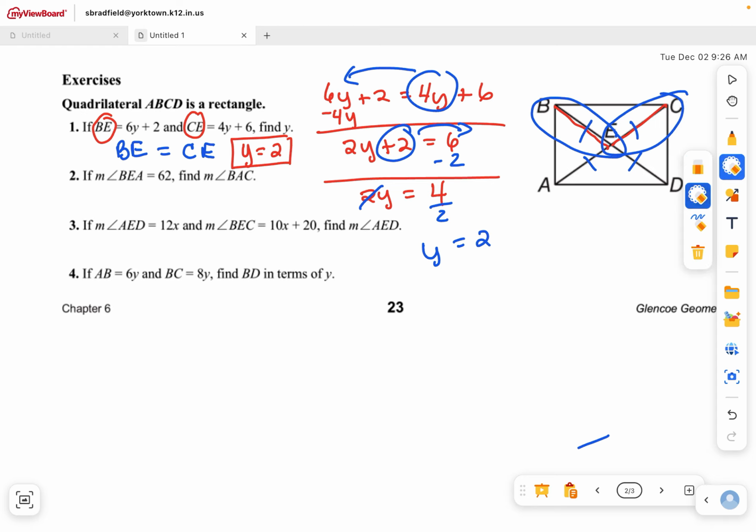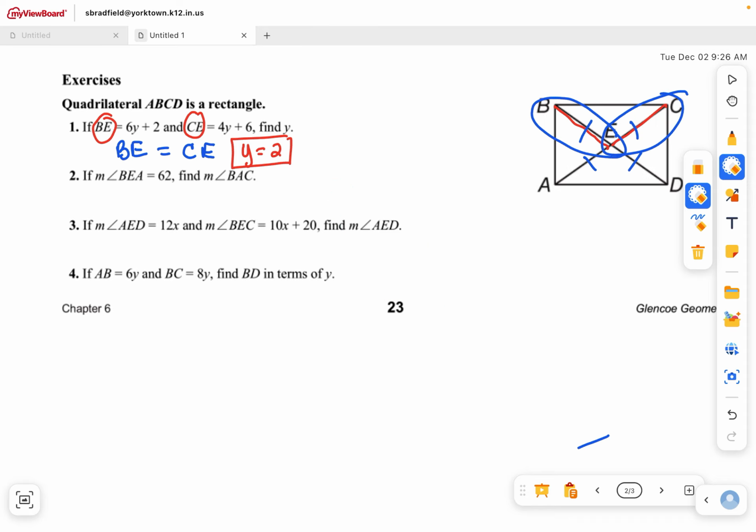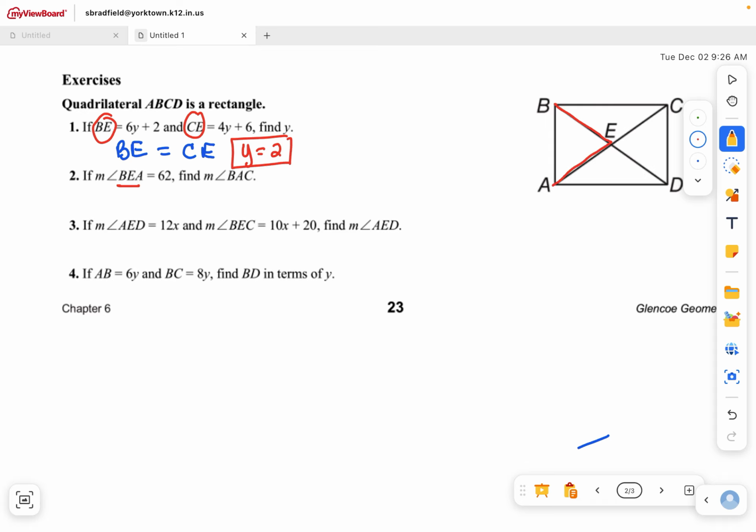All right, let's take a look at number 2. For number 2, we have some angles, and we have that BEA, so we have to identify that. BEA is 62 degrees, and we want to find BAC. This is angle BAC here. So we actually want to find this angle.